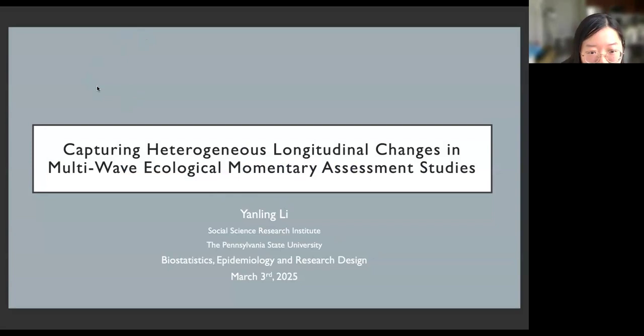Today I'll be presenting on my work on capturing heterogeneous longitudinal changes in multi-wave ecological momentary assessment studies.